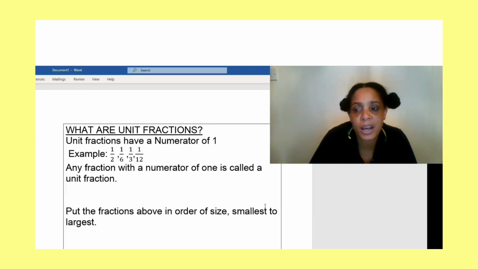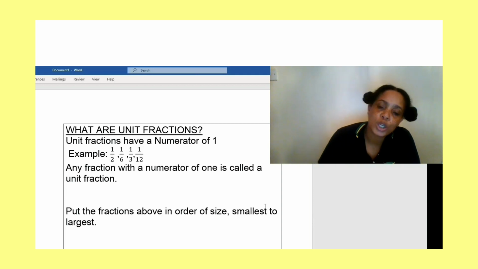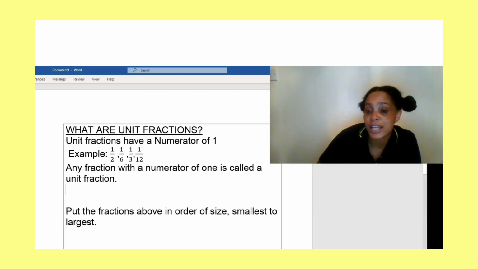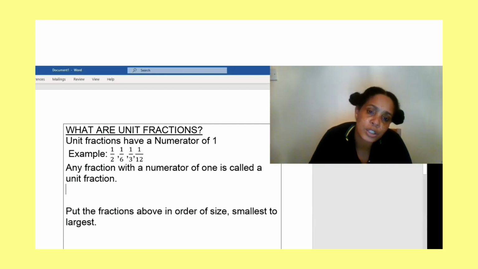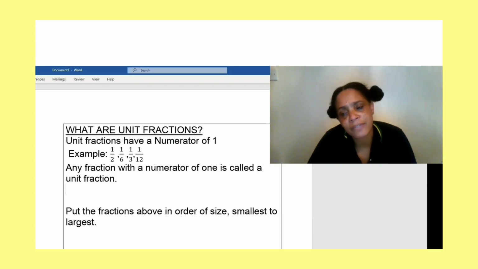Here's a question you could be asked about a unit fraction. You could be asked to put these fractions in order of size, smallest first. So smallest to largest. Which would be the smallest? What would be the order that they would come from smallest to largest? Could you pause this video and have a go at it and then come back to the answer? Let's have a look at the answer.